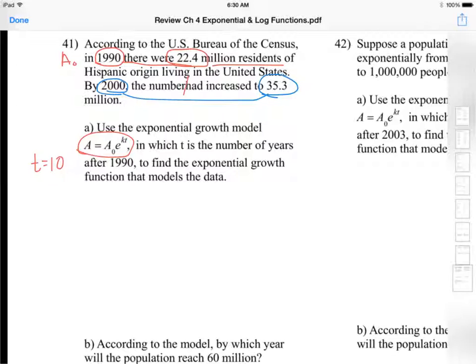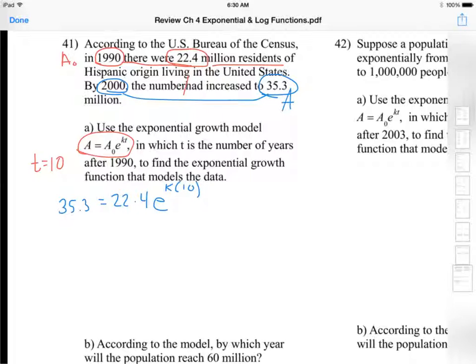So next I want to plug in some numbers. So my final amount is 35.3, and that's going to be equal to my start, 22.4, times base e. I don't know what the rate is. They haven't given that to me. So this is sort of like a real-life example. Nobody would tell you what the rate is, but you'd have to use the data from previous years in order to figure that out. And then our t is 10.